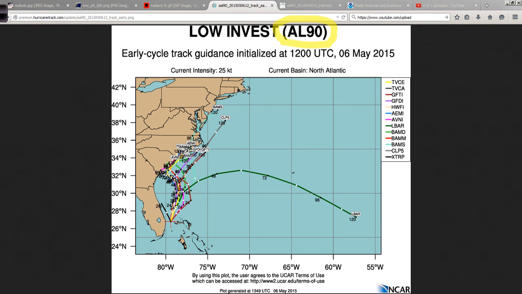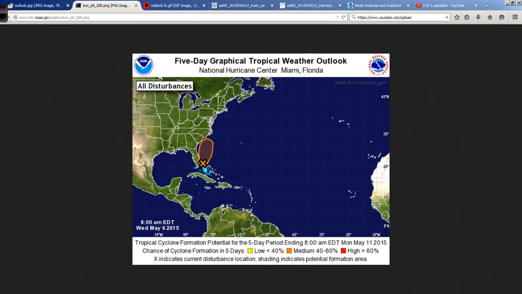It's reached a point of organization where they can literally call it an area of investigation, and so they shorten that and call it INVEST, and they have a numbering system 90 through 99, and the letter AL or just L. A lot of us use just the L for Atlantic. And so you have Invest 90L, and that's why they do that. You can allocate satellite resources, computer models run specifically on that system, etc. So that's how that works.